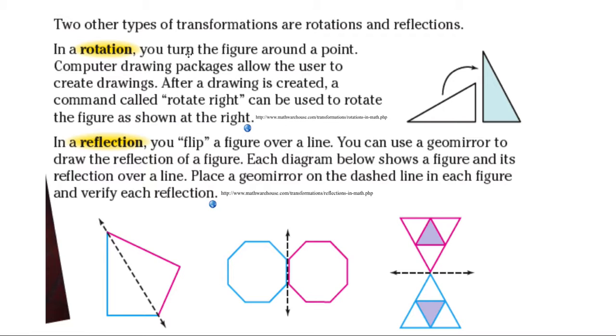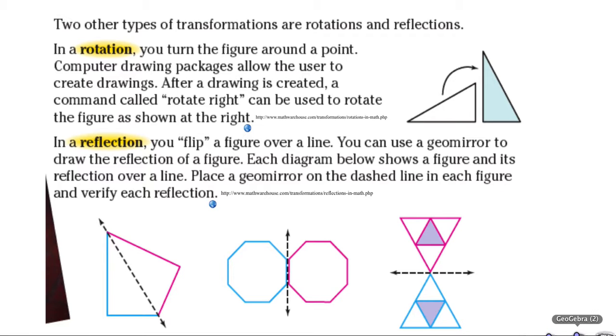Definition of rotation: you can turn the figure around on a point. Computer drawing packages allow a user to create drawings. After the drawing is created, a command called rotate right can be used to rotate the figure as shown at the right. When we rotate the figure, we need to find a rotation point, a center of rotation, and in this case our center of rotation would be probably this point right here. So we basically put our finger on that point and rotated the triangle clockwise to the right.